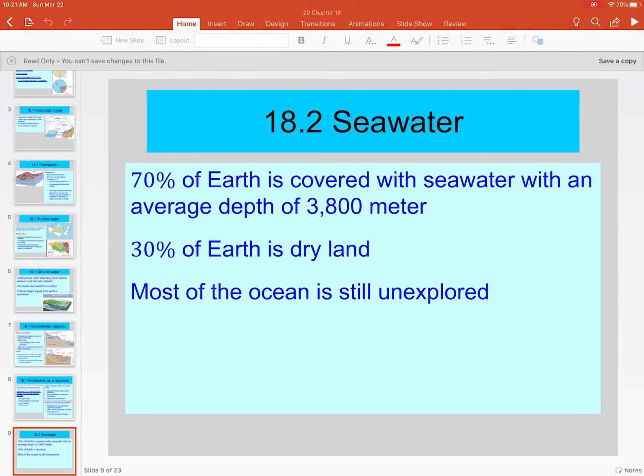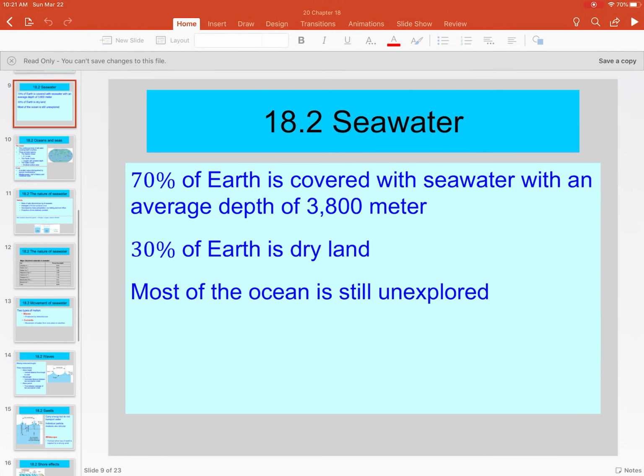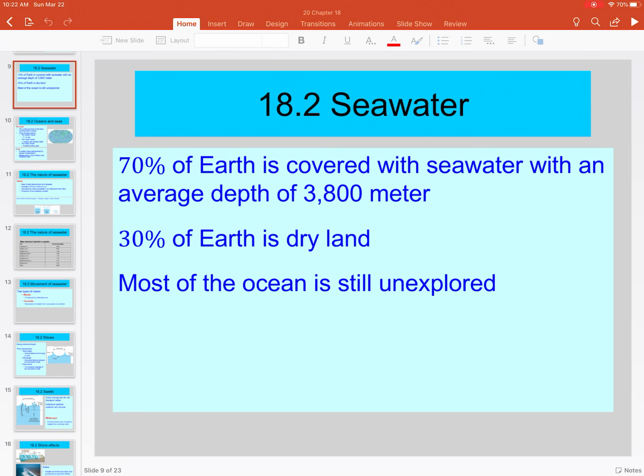So this is going to be the end of chapter 18. And then if you'll notice on the syllabus, we're skipping chapter 19. I honestly cannot remember what chapter 19 is right now, but I think it's nuclear chemistry. But we're skipping it and we're going to chapter 20.